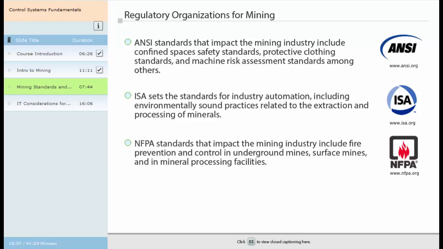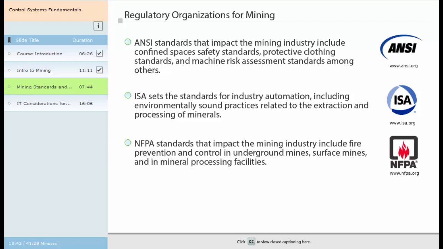To guarantee the safety of workers, the mining industry recognized the need to develop and consent to a globally acknowledged set of standards. The standards are created by the following regulatory organizations: the American National Standards Institute, or ANSI, is the U.S. representative to the International Organization for Standardization, or ISO. Some ANSI standards that apply to mining include confined spaces safety standards, protective clothing standards, and machine risk assessment standards, among others.